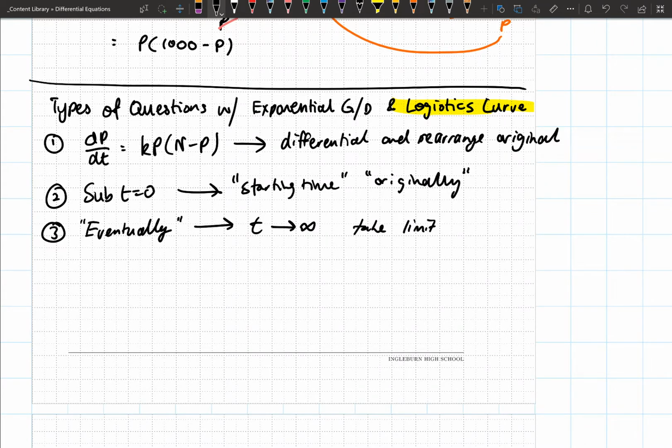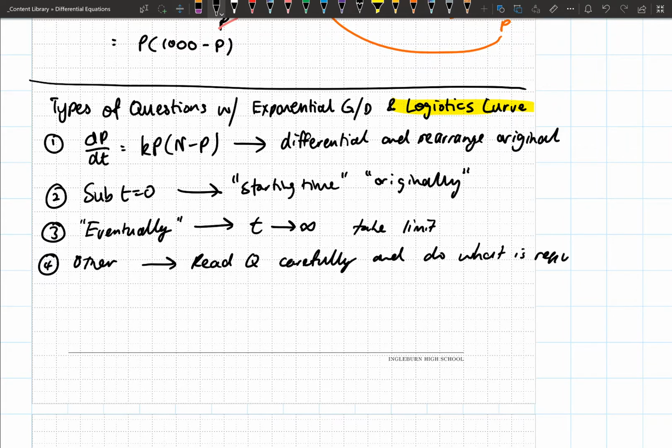Usually what that does is, when we sub t going to infinity into our exponential, it makes the exponential become 0, and then we can work backwards and get a value for the population. That tells us what will happen to the population after infinity. And the fourth one is the other questions, where we have to read the question carefully and do what is required.